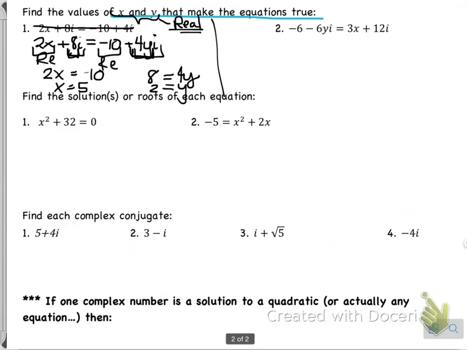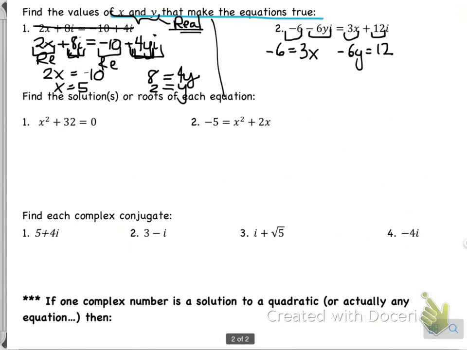We can do the same thing for the second problem. You've got negative 6 and 3x, that's your real part, so you've got negative 6 equals 3x. And then for your imaginary part, you've got negative 6y equals 12.